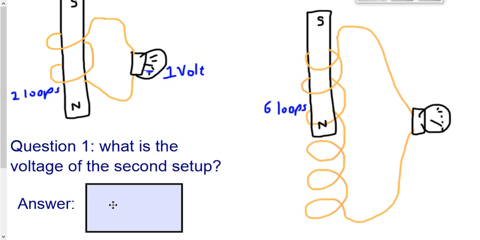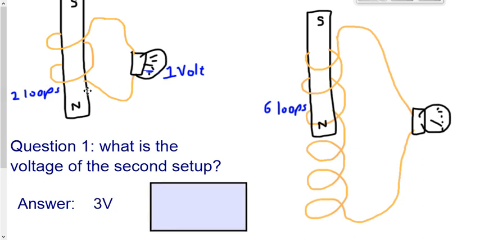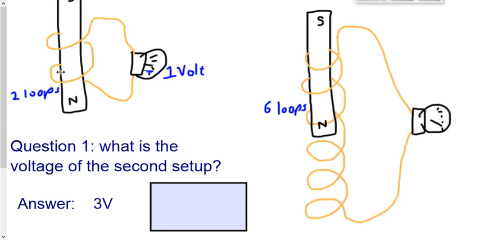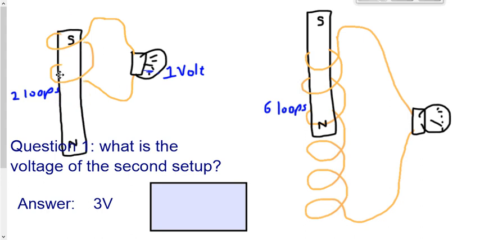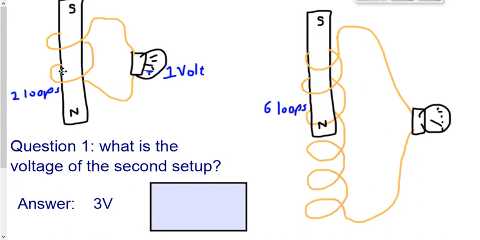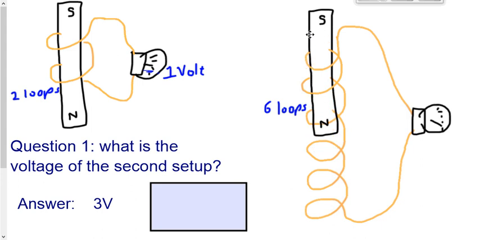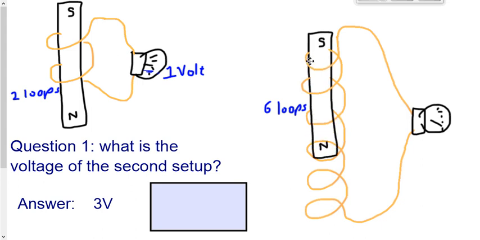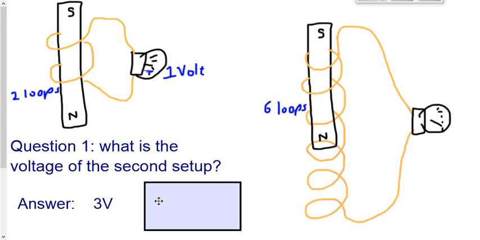Okay, so you should have that the answer is 3 volts, because this is 3 times as many loops. That means we're going to have 3 times as many volts coming out from this setup. In this setup, this person is moving the magnet back and forth, and let's say that at any moment in time, they're able to produce 1 volt. If this person over here were to move this system back and forth, because it has 6 loops, it would produce 3 volts rather than just the 1.